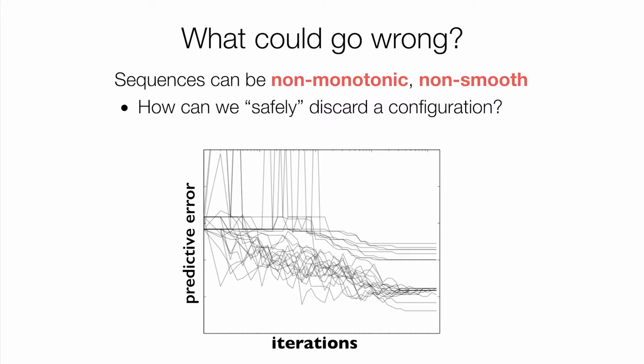What happens if while you're training, the predictive error goes up and down, or it stays flat and then drops at the very end? How do you, right? These sequences can be non-monotonic, non-smooth, and there's this real question of how do we safely discard a configuration, right?